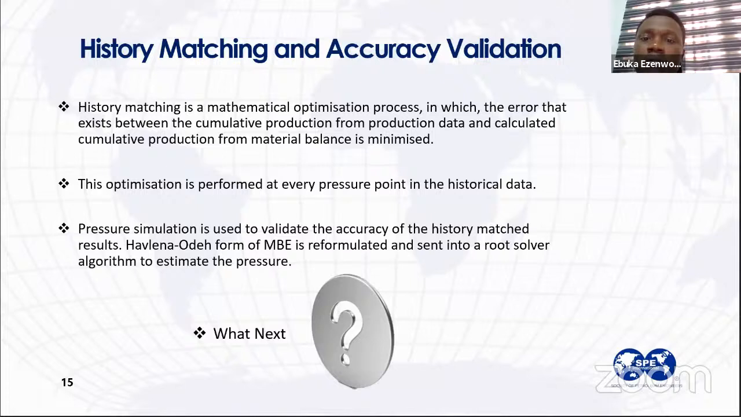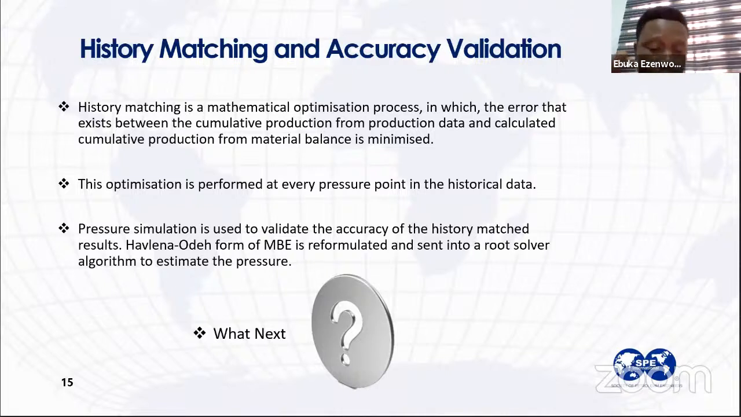So now, how do you validate it? How do you ascertain that, okay, the history match which I have done is correct? So at that point, you move into the pressure simulation. What that does is, those solutions that you've obtained from your history matching, you send them back into the material balance equation using the Havlena-Odeh or the straight line form, and then recompute what the pressure will be using the root solver. So if your history match results are correct, you are supposed to get the right pressure that will match your historical pressure, and also give you what the historical pressure is at those dates that you did not acquire pressure points.